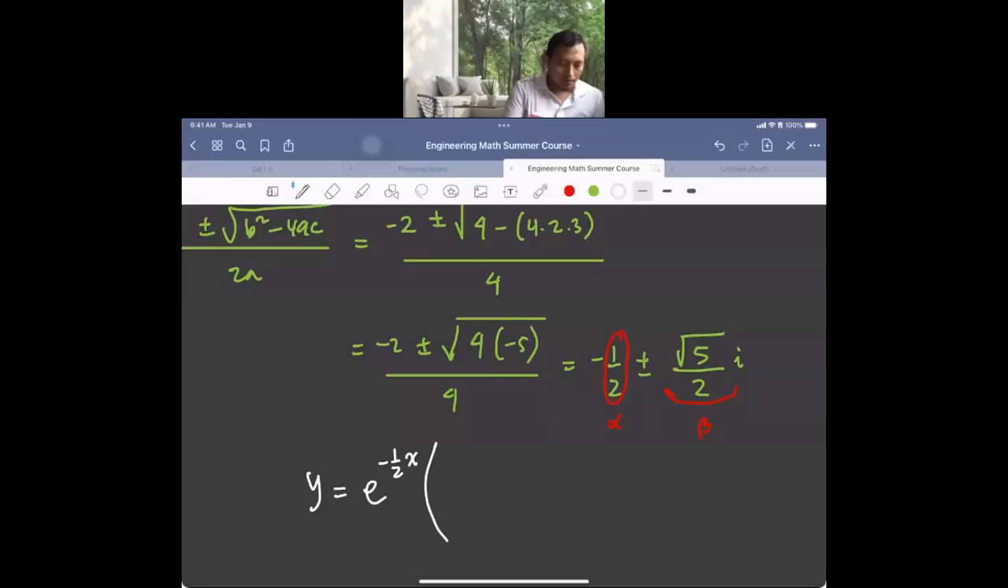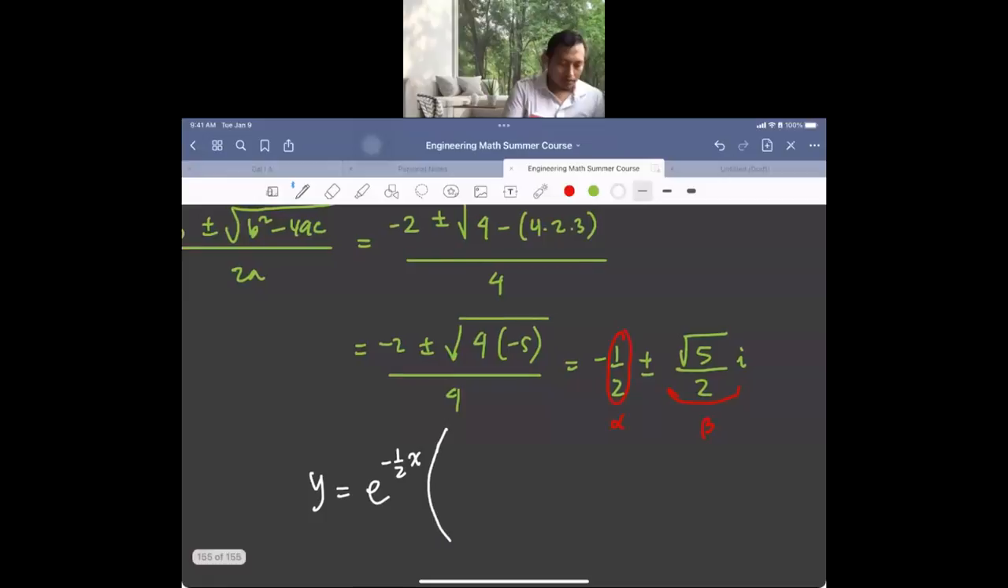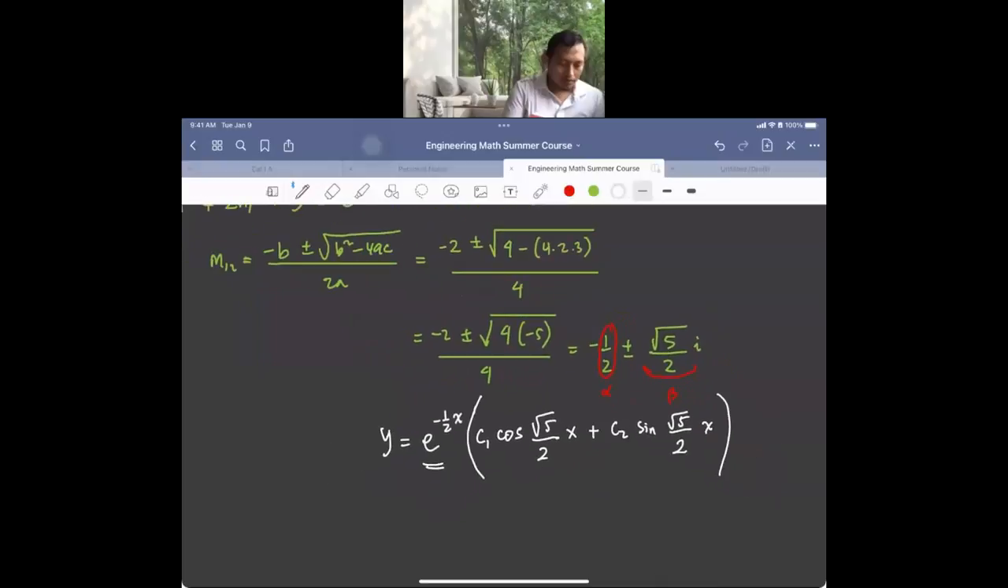e with power of alpha x, and then multiply with, actually this is supposed to be c1 cosine plus c2 sine, but I will factorize this e outside here. So we can write c1 cosine of square root of 5 over 2 x plus c2 sine of square root of 5 over 2 x. Okay, that's the solution.